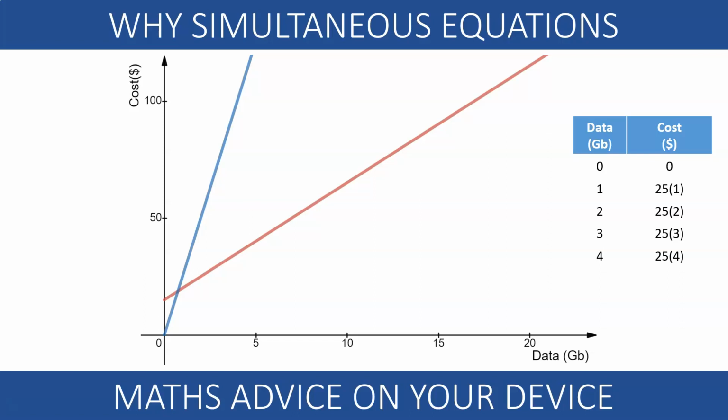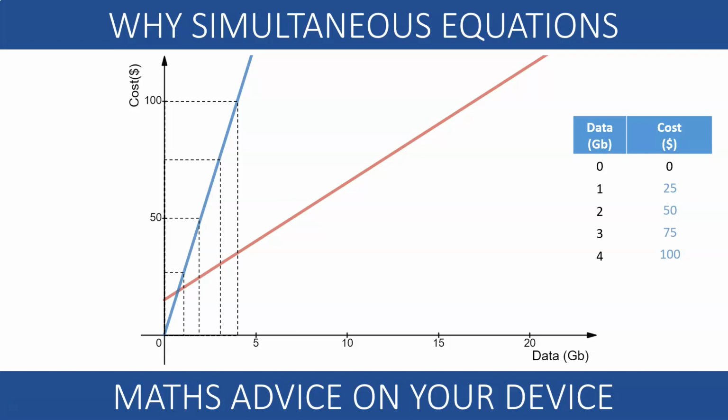NoTies mobile company charges no monthly connection but $25 per gigabyte. So for 1 giga, they charge 25 times 1, $25. For 2 gigas, 25 times 2, $50. For 3 gigas, $75. And for 4 gigas, $100. The line starts at 0 and goes up in 25s.